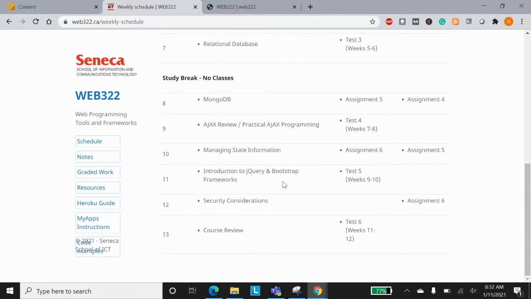And then we have introduction to jQuery and Bootstrap frameworks. So I'm expecting that you are already familiar, or your introduction has been made to jQuery. Am I right or wrong? Maybe anyone? Because what I see is in Web222 also there is an introduction to jQuery. So you have already got the introduction of jQuery. Is that right or wrong? Maybe I'll be expecting an answer for that.